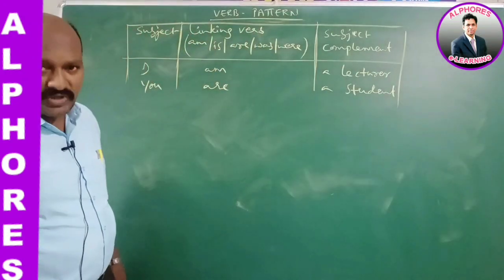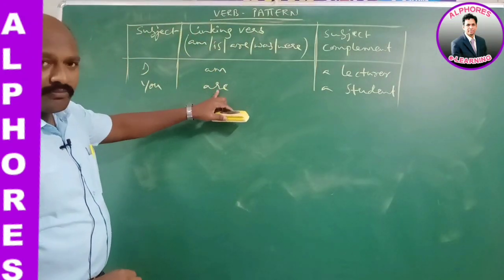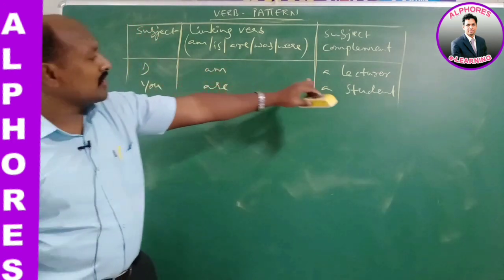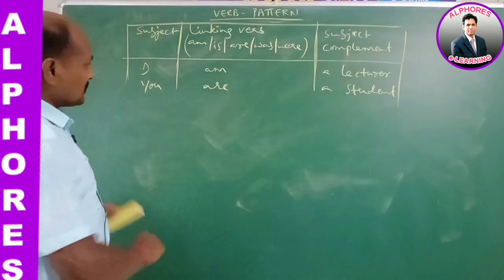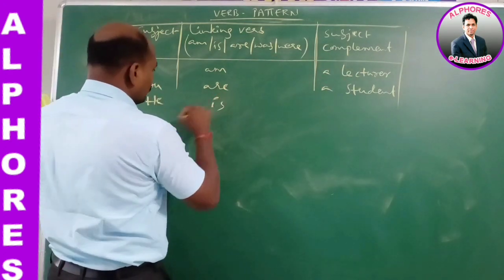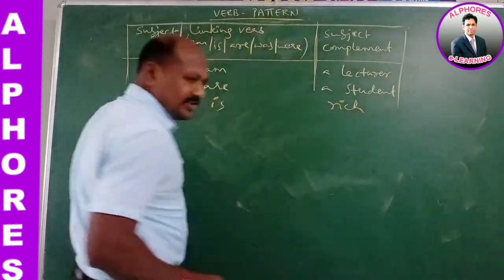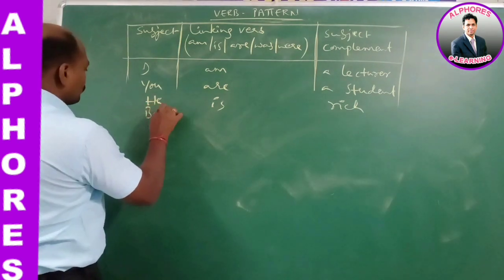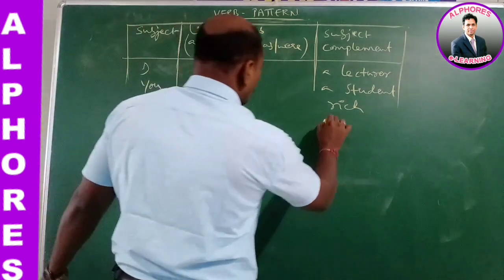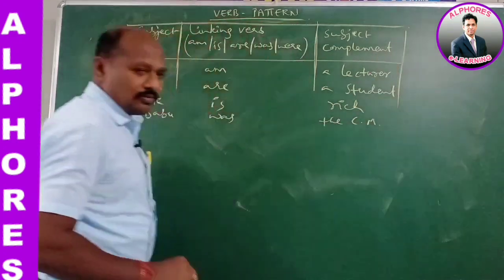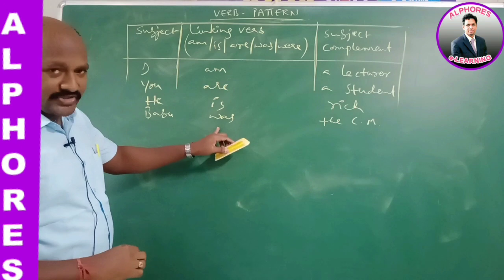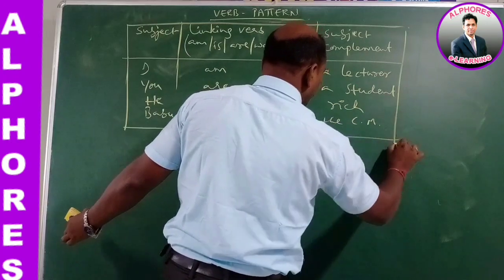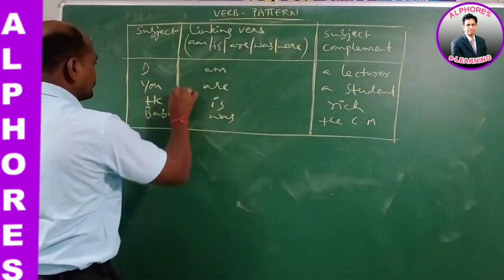You are a student. That means are is the B form, you is the subject, and a student is telling about the status of the subject. That's why it can be called a subject complement. Otherwise, let me tell you, he is rich, they were poor. Likewise, Babu was the CM, for example, in the past tense. This is called a subject complement.